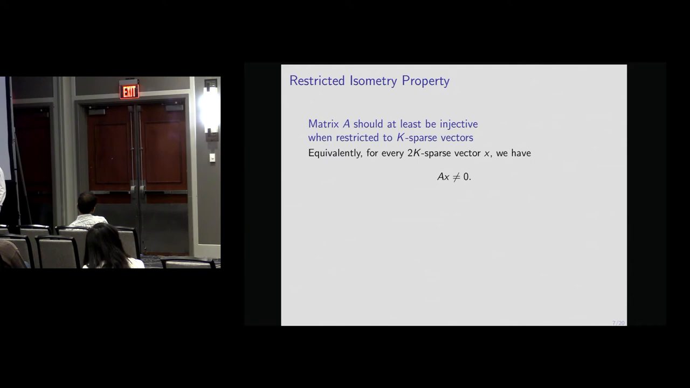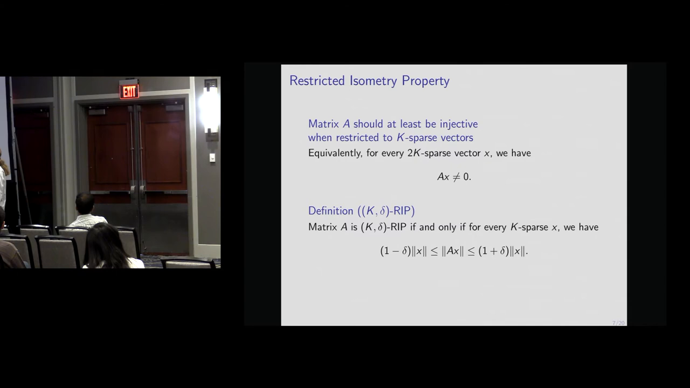Now, restricted isometry property is a fairly natural strengthening of this simple necessary condition. Not only do you not want to have k-sparse vectors in the kernel, in fact, you want your measurement matrix to be a near isometry when restricted to two k-sparse vectors. So you want it to approximately preserve the norm of all the k-sparse vectors. This is much stronger than just saying that it doesn't collapse them to zero. And in fact, we don't really care about extremely good isometry. The distortion, this error delta on the order of 0.4, is good enough to do this sparse recovery.